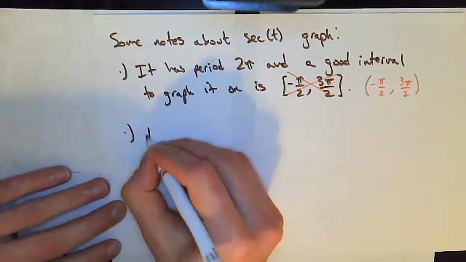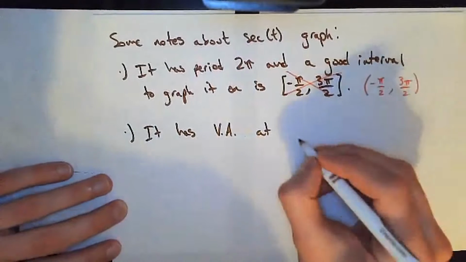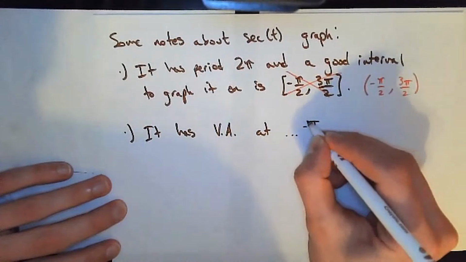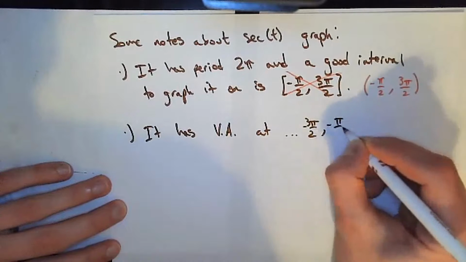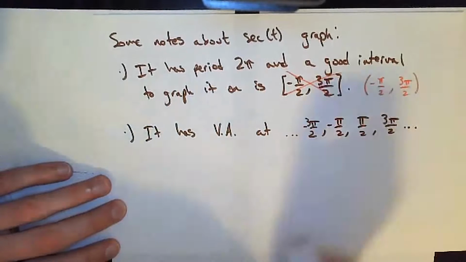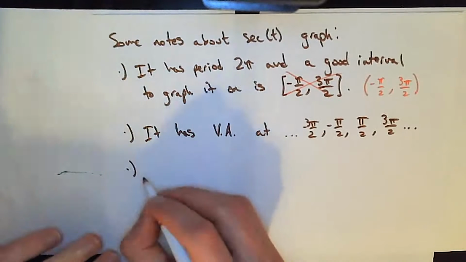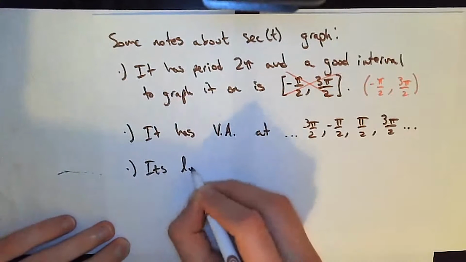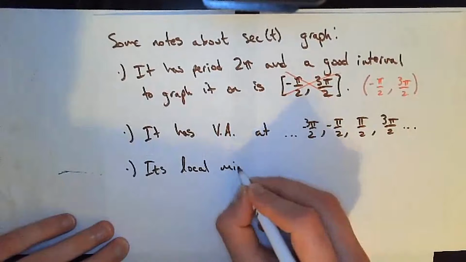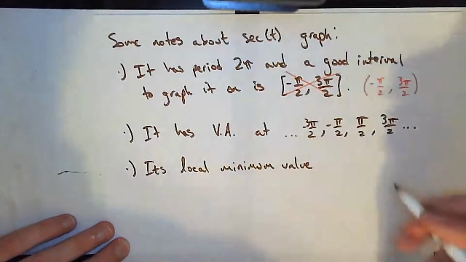What else can I say? It has vertical asymptotes at odd multiples of pi on 2, etc. And its local minimum value agrees with the cosine graph's local maximum value and vice versa. So the same kind of point that I made last time: it lines up really nicely with the cosine graph at those highest and lowest values.